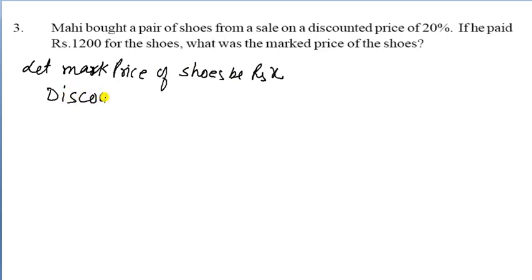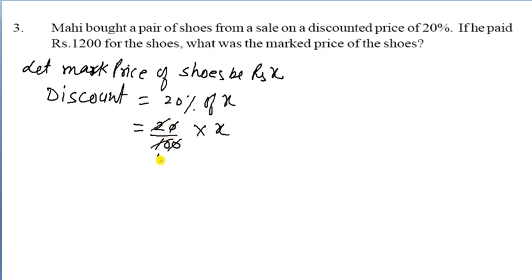So you have to write here discount. It is given as 20% of X. Discount is always given on the mark price, which is printed on the item. So 20/100 and it is X. So 0 will be cancelled out. 2 1s are 2 and 2 5s are 10. So it will be X/5 rupees. So let us see the selling price.